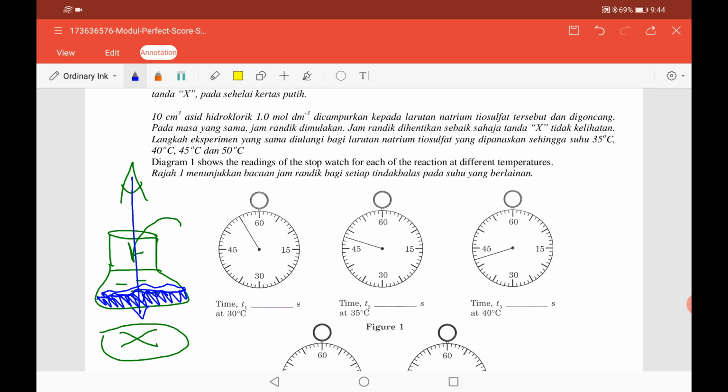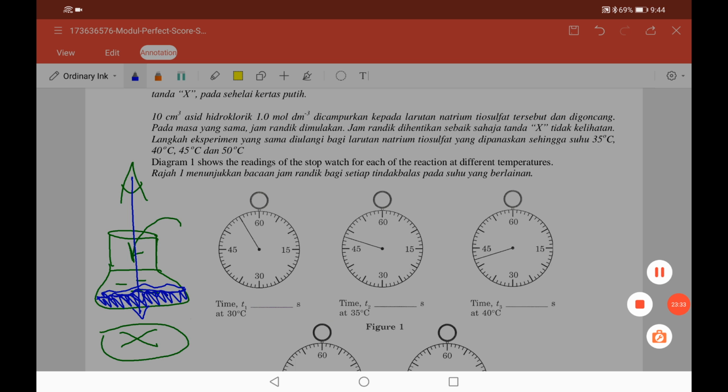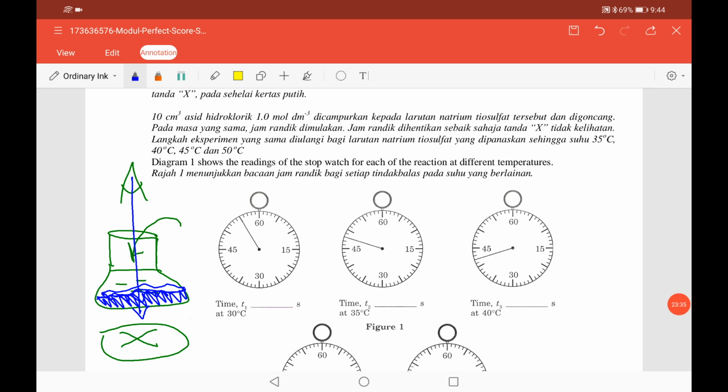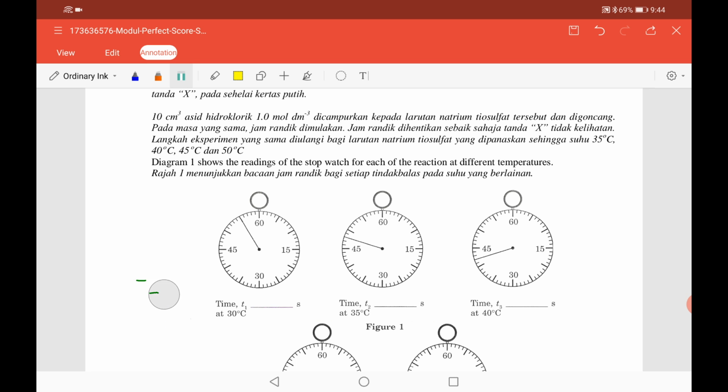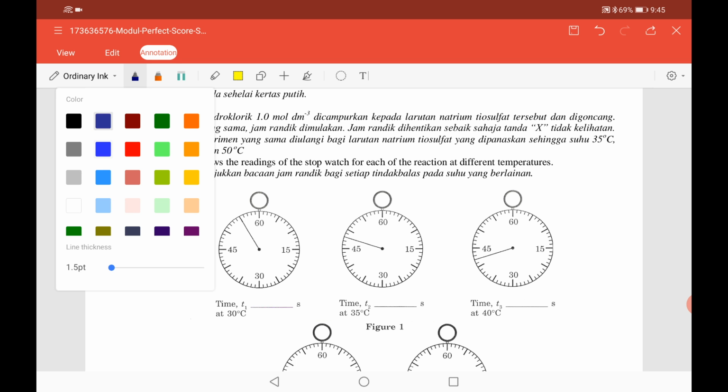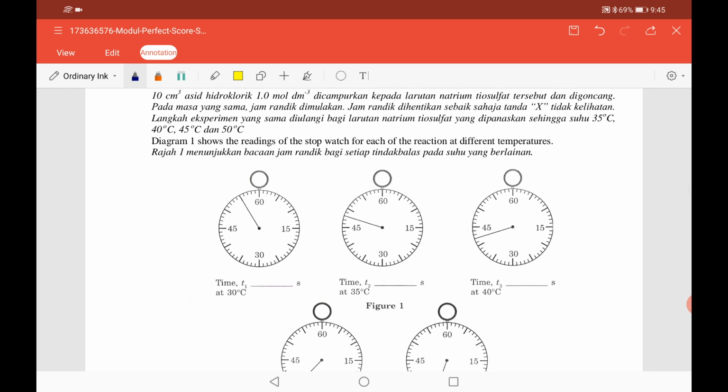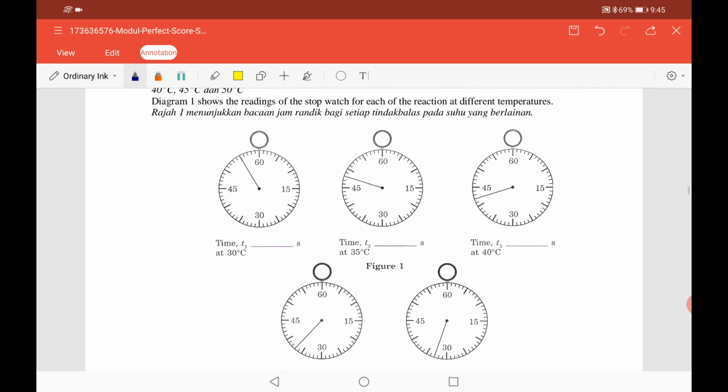So this is a very famous experiment for your Form 5 Chapter 1. Make sure you know this experiment. For this experiment, what we need to know here: first of all, as you can see, they ask us to do the measurement. This is the stopwatch. When you have a stopwatch, how many decimal points should you have? 1 decimal point. Always use 1 decimal point unless we have a burette, which uses 2 decimal points.